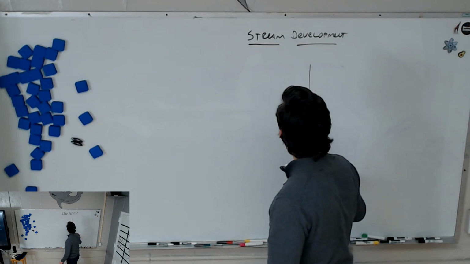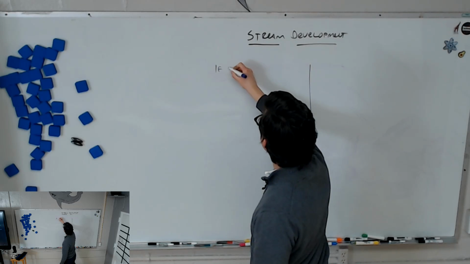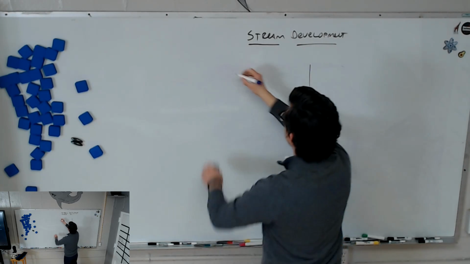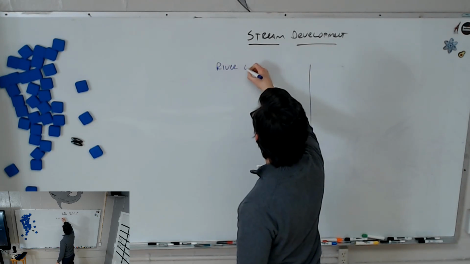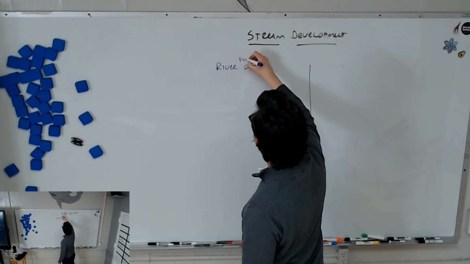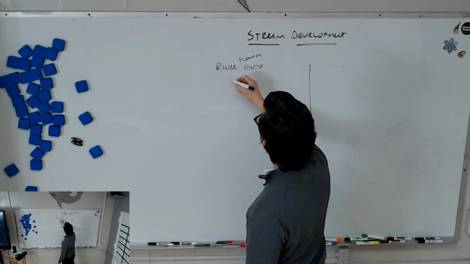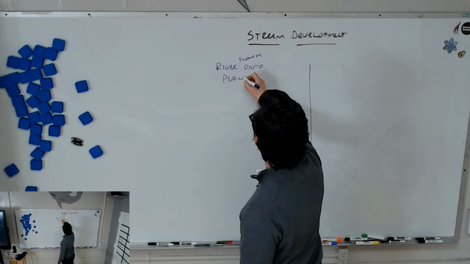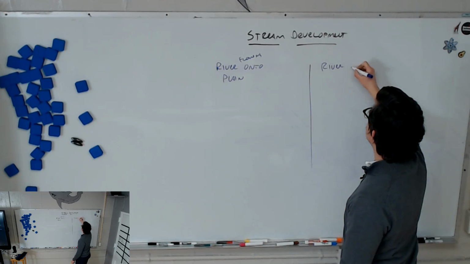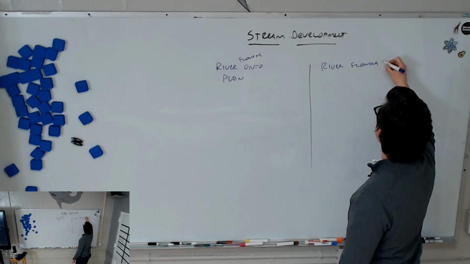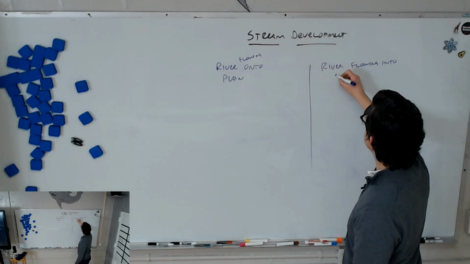So, let's just put this river, let's use actual English though, river flowing onto an open plain, and over here we're going to have river flowing into still body of water.